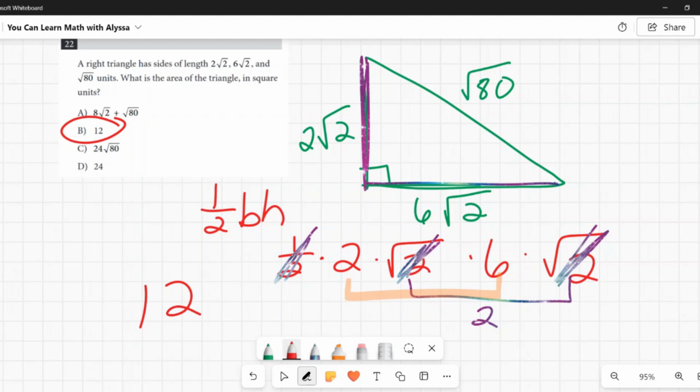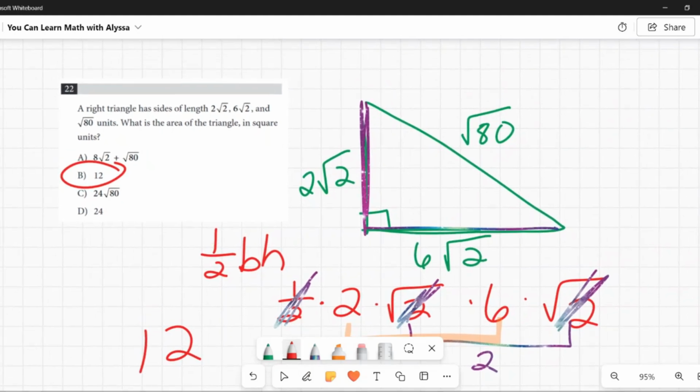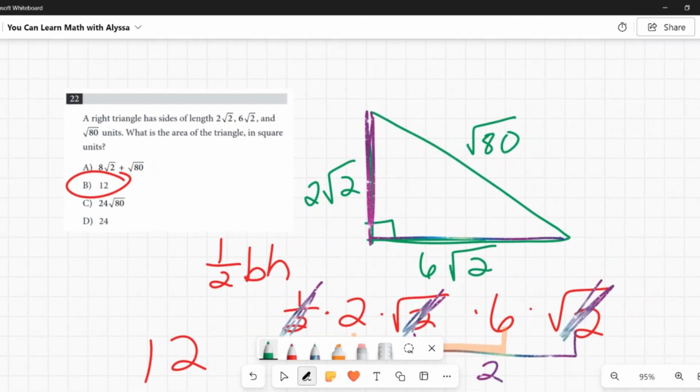That's my answer. The biggest difficulty in this one is just making sure you have the legs identified. That it is that 2 square root of 2 and 6 square root of 2 are the legs, and square root of 80 is the hypotenuse. Another way to do this, if you didn't want to plug all those into your calculator, is you can square each of them, and that will get rid of the square roots, and then you can see which one's the longest as well. If you did it that way, 2 square root of 2 squared is you square this one, you square this one, you multiply it together.